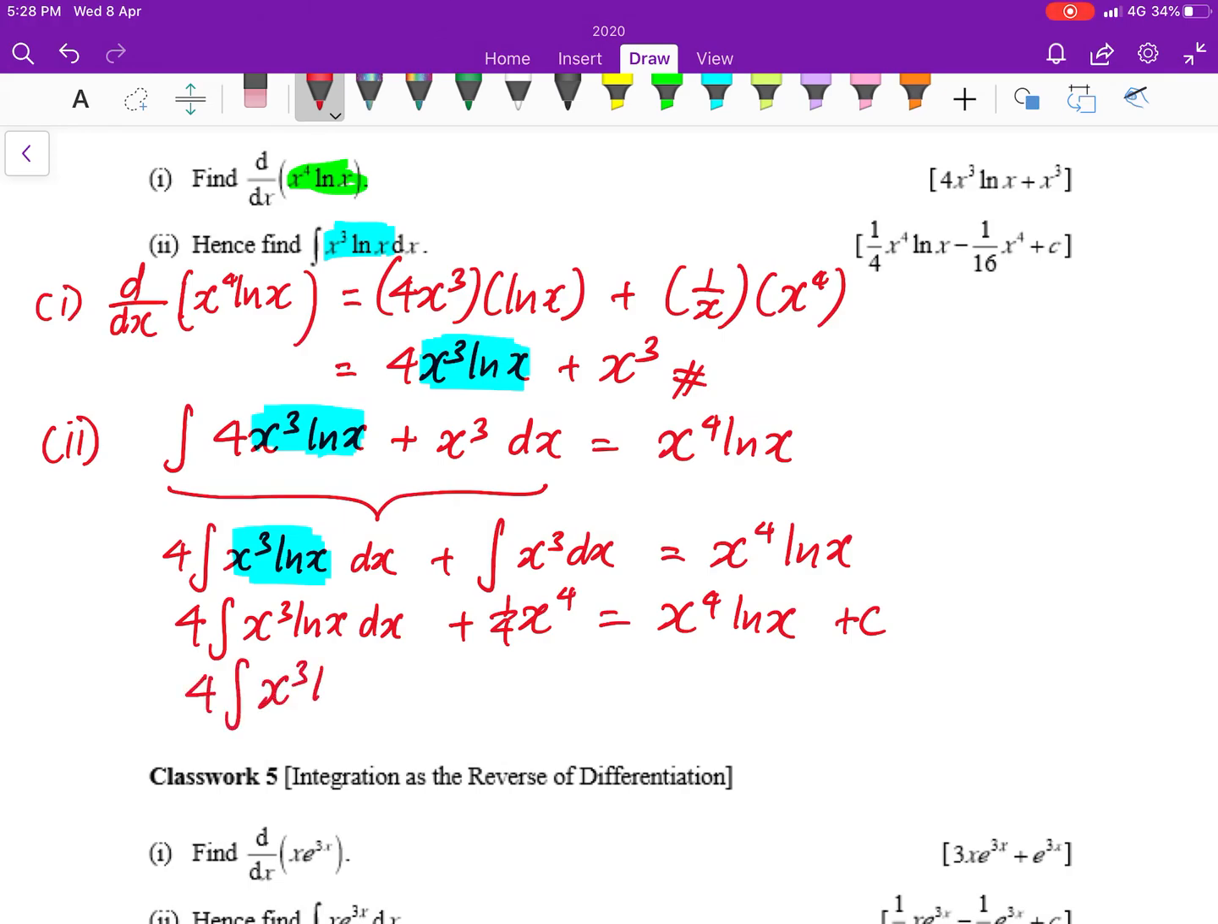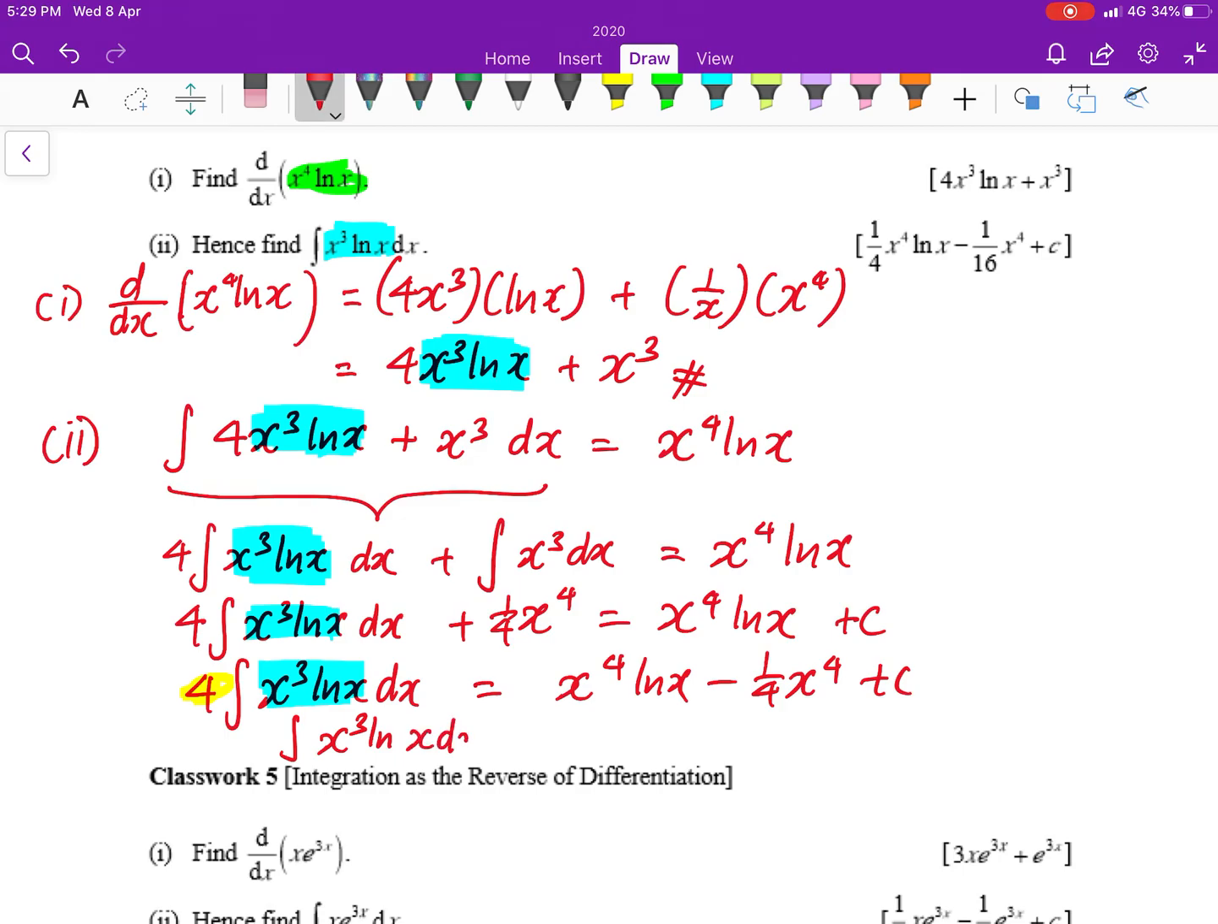So I have, again, 4 integrate equals to x power 4 ln x minus 1/4 x power 4 plus c. Hey, I'm almost done with the question, except there is an irritating number 4 here. So what should I do with this 4? Yeah, divide both sides by 4. And I am done. Okay, I'm done with this question.